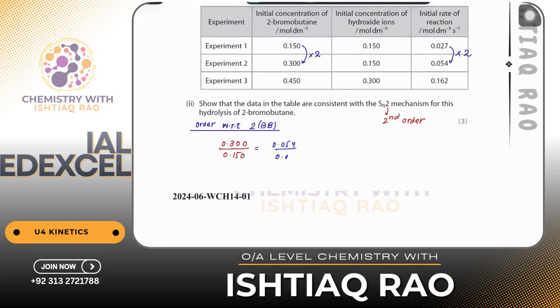0.054 over 0.027. This is raised to the power x. So it's going to be 2. Cancellation, x is equal to 1. It means that the order with respect to 2-bromobutane is first order.